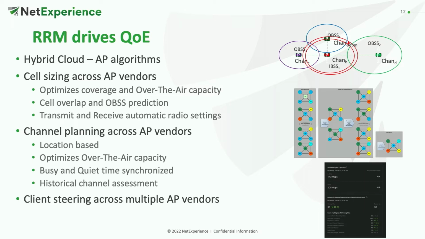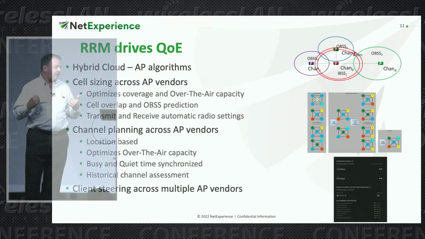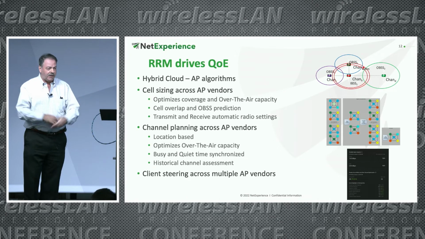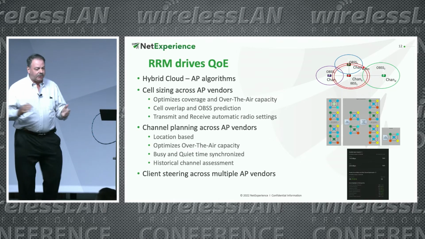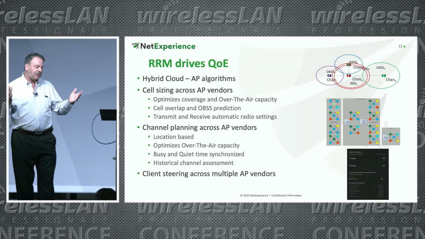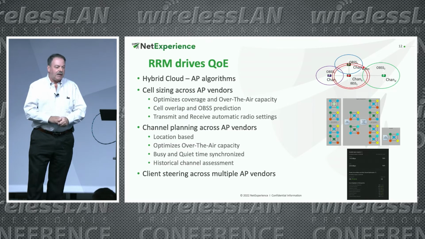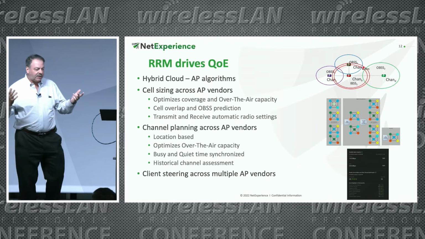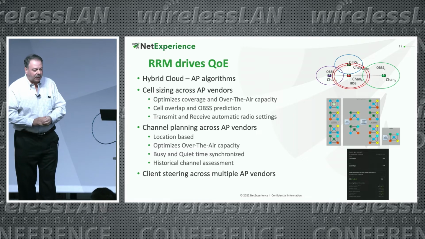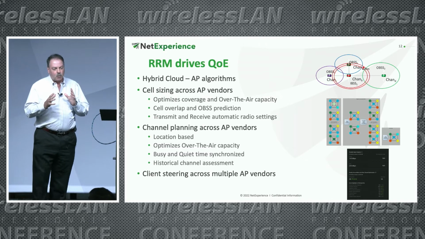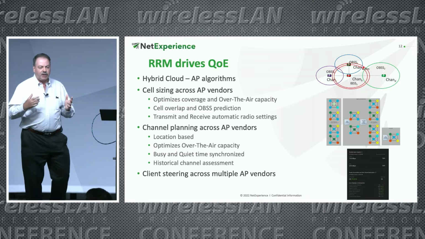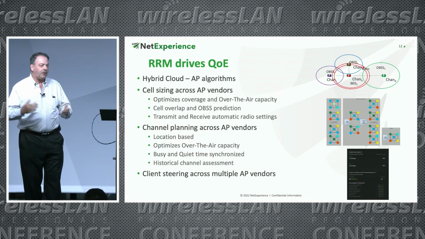The RRM drives the quality of experience. So again, it's a hybrid cloud environment. That's to say some stuff is done in the cloud, some stuff is done on the AP. So we do cell sizing across the AP vendors. You've got multiple vendors, so you've got to be able to cell size across those vendors, do channel planning across those AP vendors, and OBSS prediction. So all that is done. We've got a lot of automated parts of this, but there are parameters that you can set manually, of course, as well.